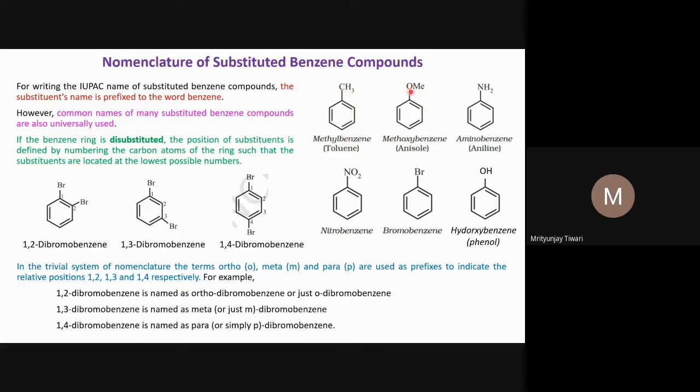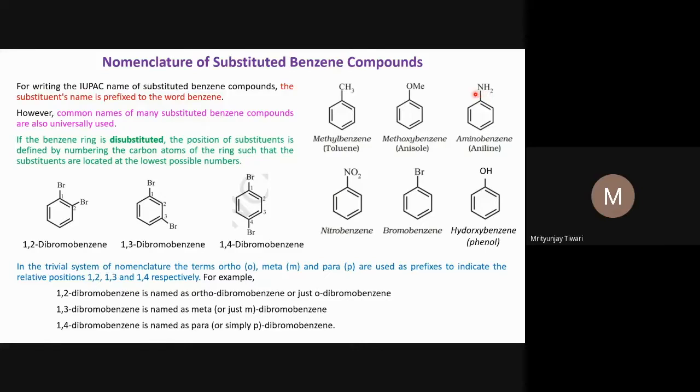Now this is the OMe group we have seen for the name of ether. This OMe group is methoxy, so this will be methoxybenzene. And this methoxybenzene is called anisole. The common name is anisole. Now this is amino benzene. The prefix NH2 is amino if it works as a prefix, and if it is the suffix or the primary functional group, then we write it as amine.